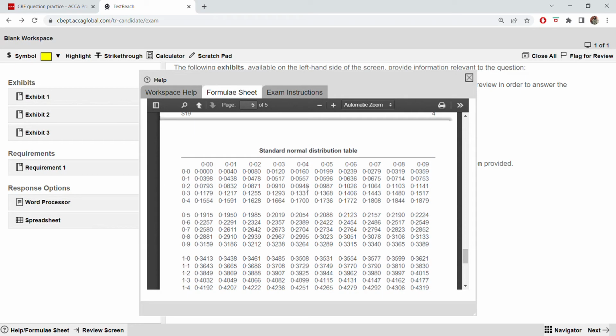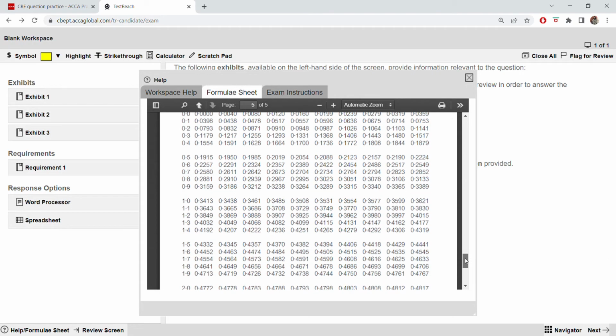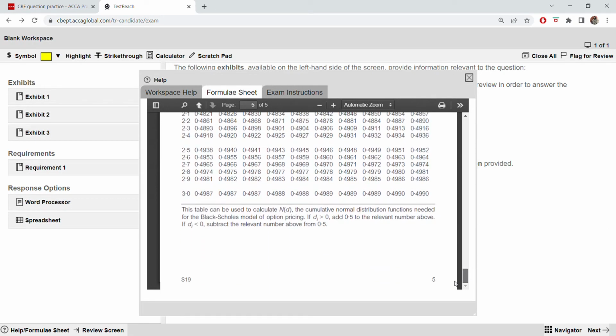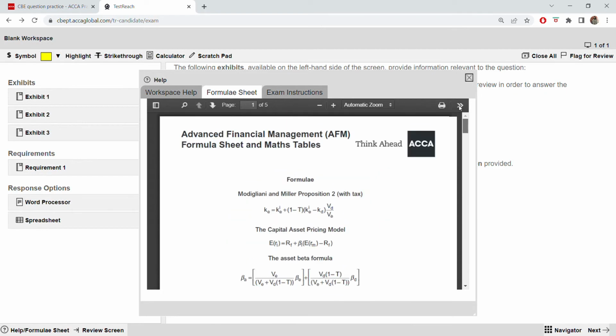So here you can see this is given in 2 decimal places, that is given in 3 decimal places, and make sure that you get the appropriate number. All are in 4 decimal places. Okay, that's it. These are the formulas that you have.